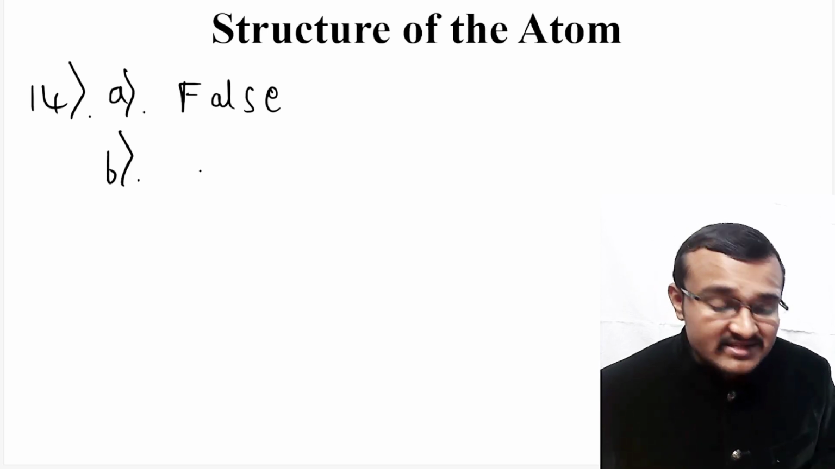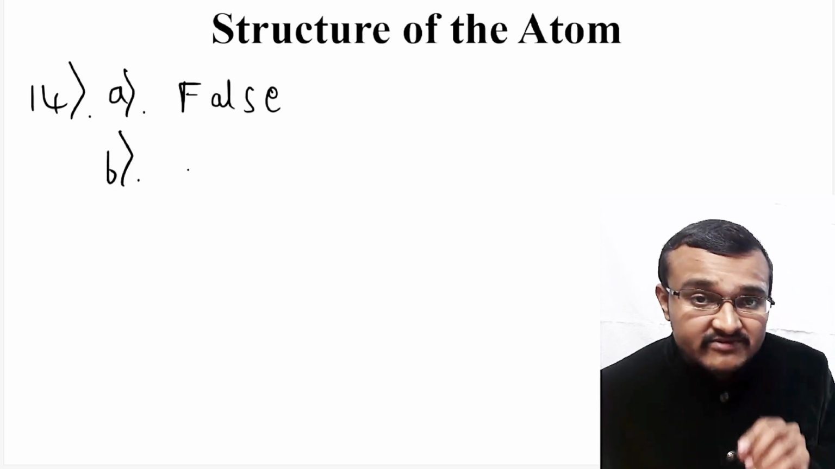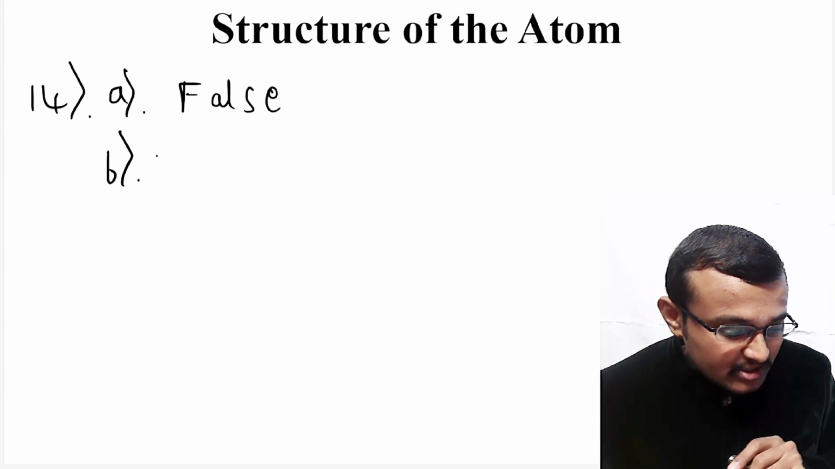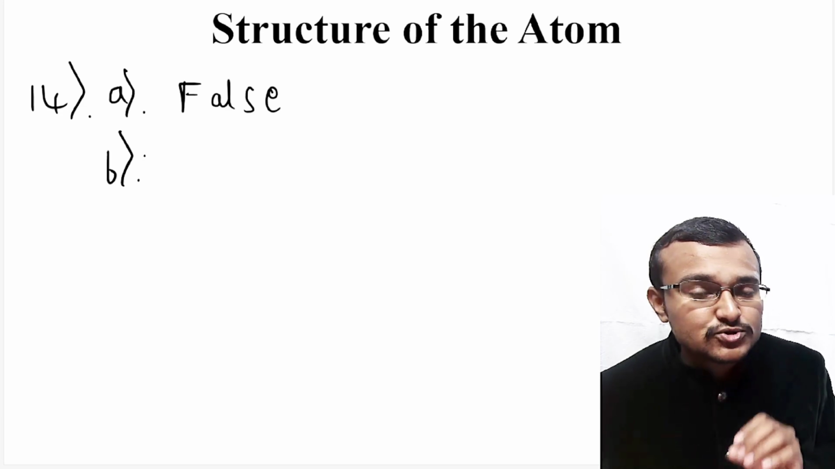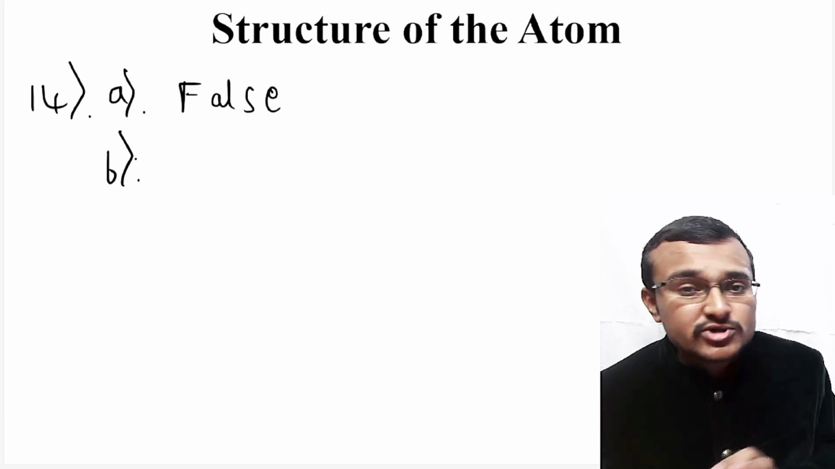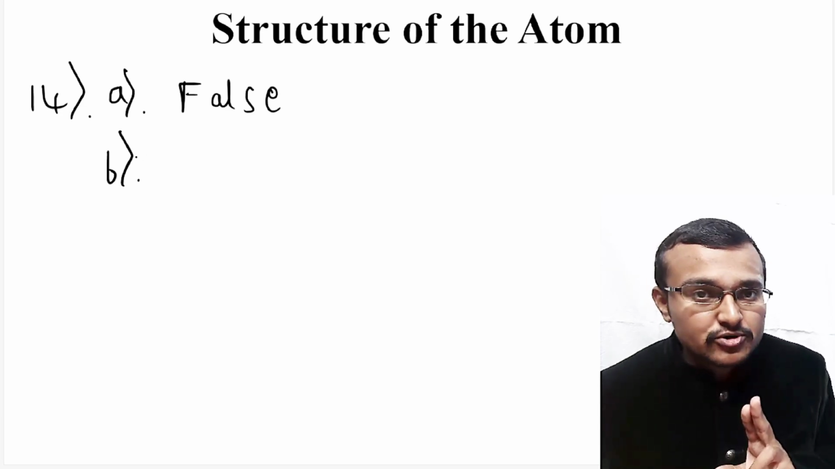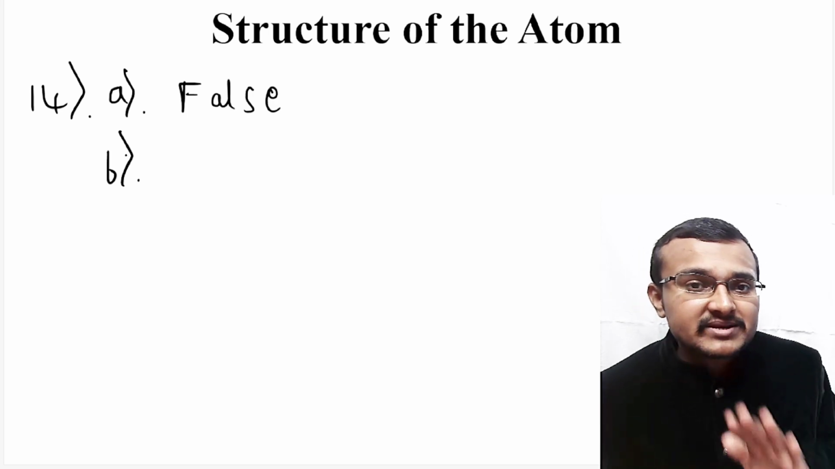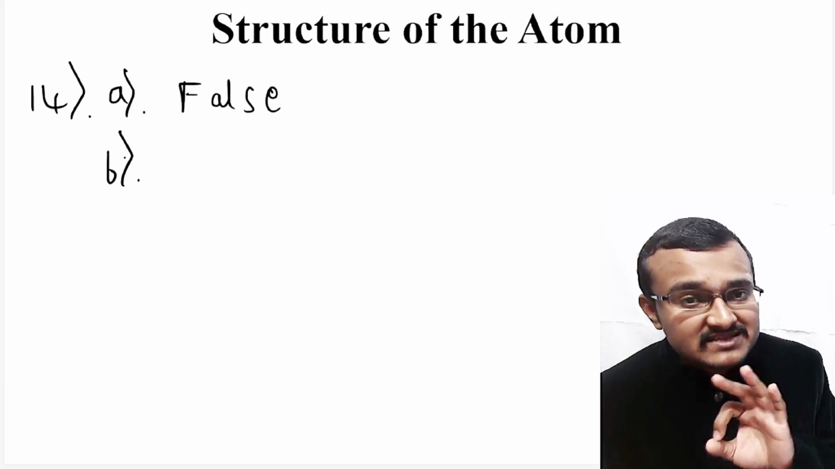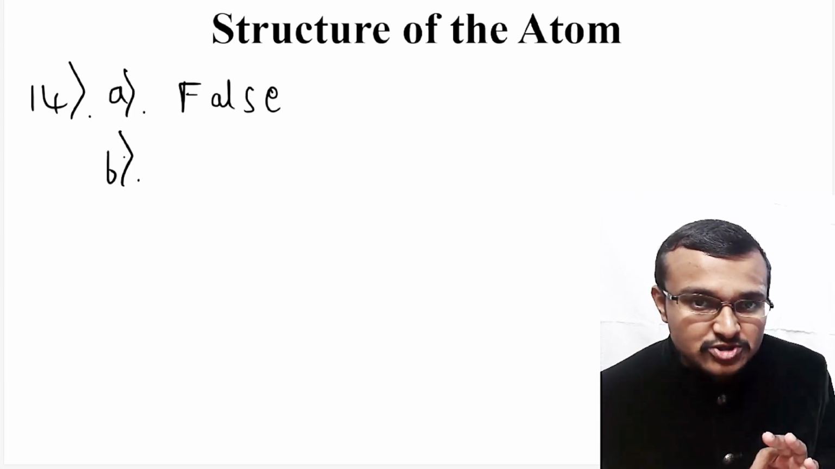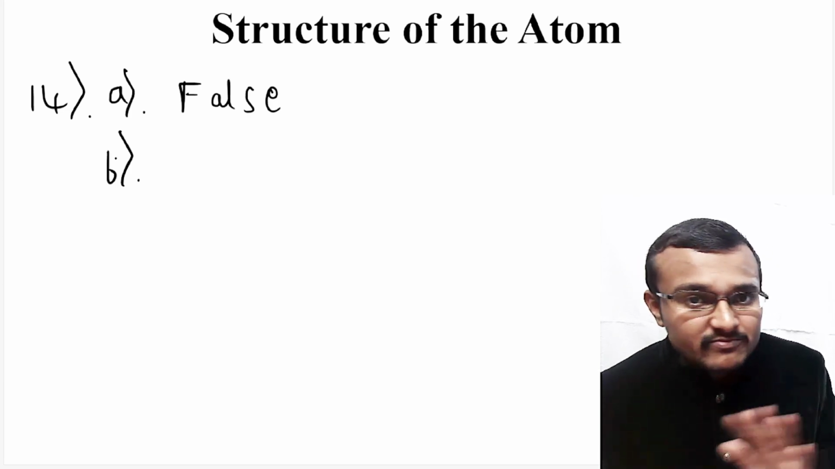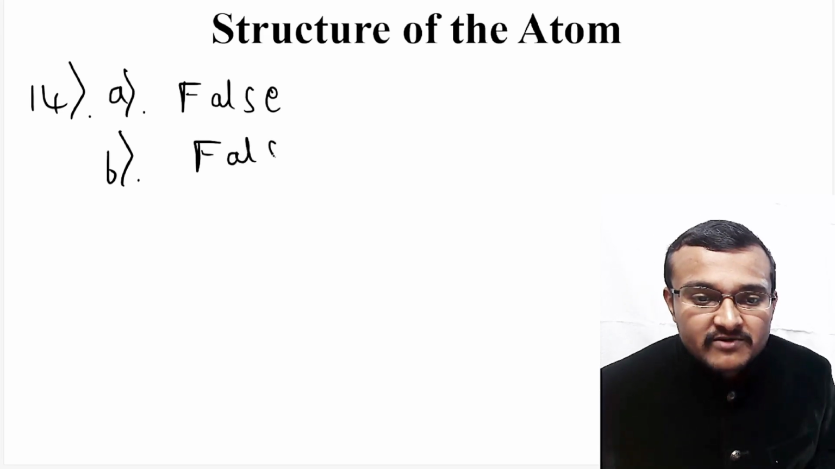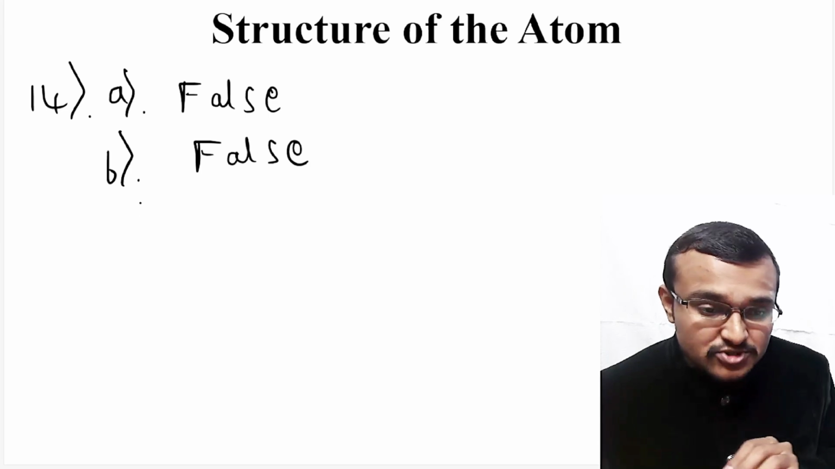Coming to the second statement, they have given: a neutron is formed by an electron and a proton combining together, therefore it is neutron. Here you should remember one thing. Neutrons are not made of one electron and one proton. This is absolutely wrong because neutrons are separate subatomic particles which exist in the nucleus and have no charge. They are not made up of electrons and protons. So the second statement is also false.